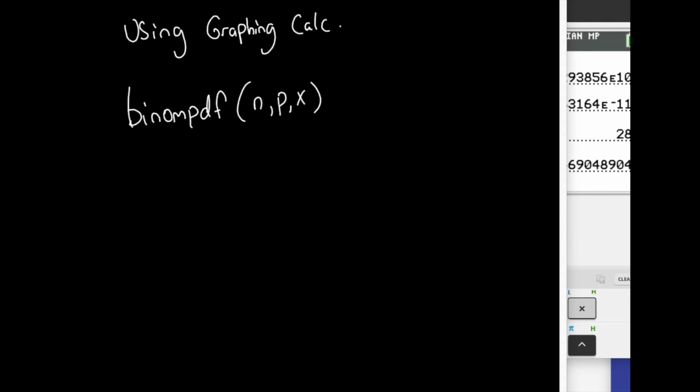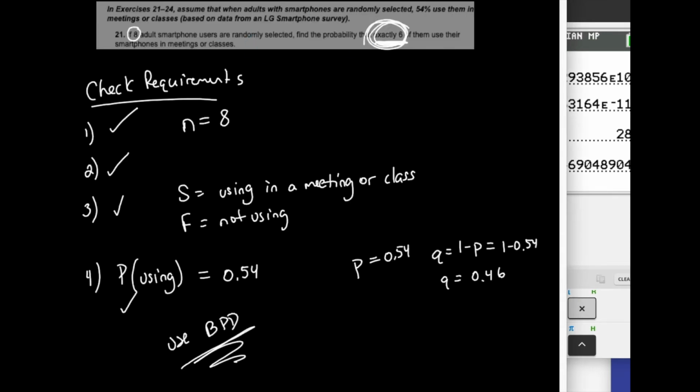Okay, so I had this problem that I did in my last video where I have a binomial case. I have 8 adult smartphone users. If I randomly select one of them, there's a 54% chance that they're using their smartphone in a meeting or class, and I want to determine, if 8 of them are randomly selected, the probability that exactly 6 of the 8 are using their smartphone in a meeting or class.